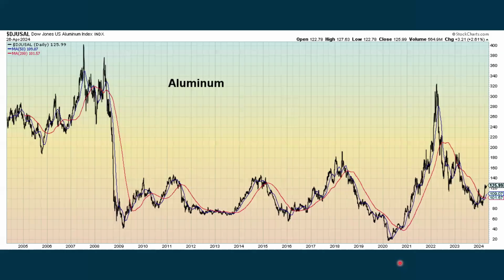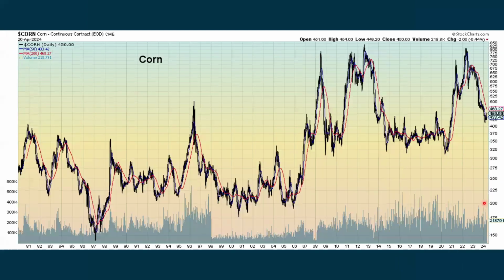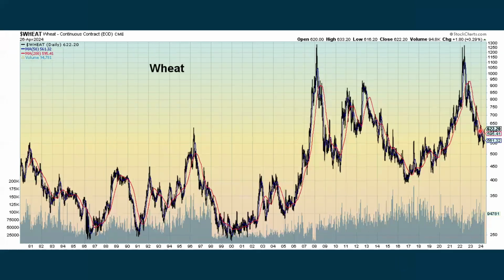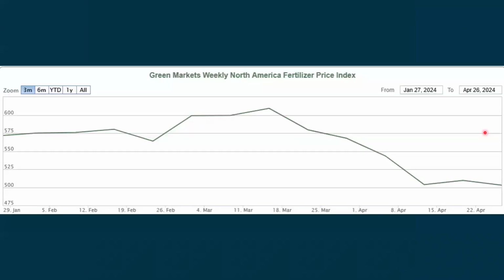Some other markets that we don't really look at other than in this video, we keep an eye on aluminum, which has been going back up and is seeing an uptrend. We keep an eye on corn, which is bouncing up a little bit, but still continues to be in a downtrend. Wheat is also more or less in a downtrend, even though it's been bouncing up lately. Here is fertilizer, which is kind of the foundation of all the agricultural products. It's been going down for the most part recently.